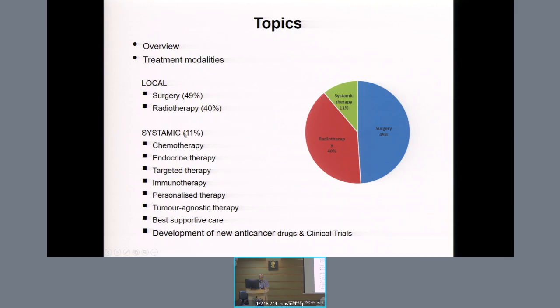So if you see, surgery has half of that share. In almost all conditions, surgery is the main modality. And next is radiation therapy. While systemic therapy has only 10-11% share, but that is more important than other tools.